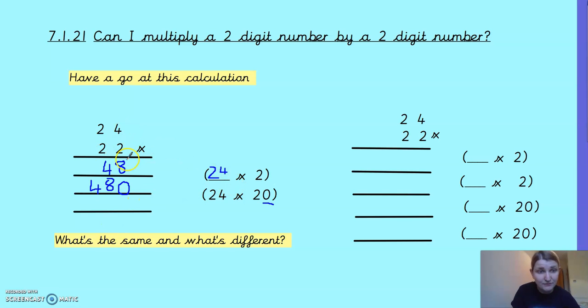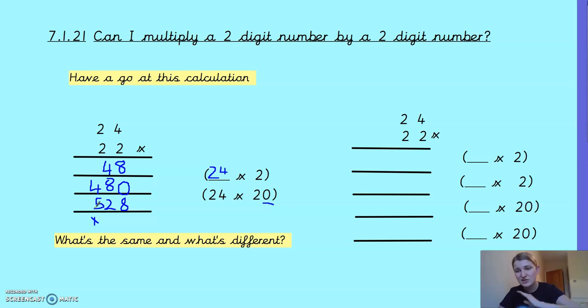So I've done 24 times 2. Yep, 24 times 20. Partitioned it twice. Add it together. 8 add 0 is 8. 4 add 8 is 12. Carry the 1 over. 4 add the 1 is 5. So my answer should be 528.